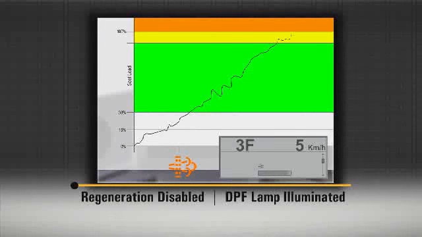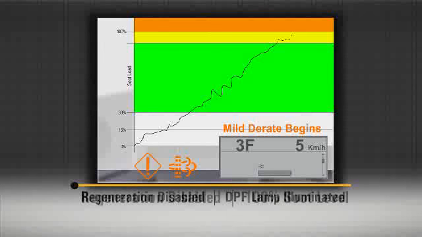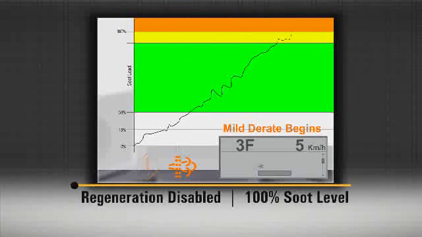In disable mode, the various warning indicators continue to be prompted as they would if the regeneration status was set to automatic or manual. Look at our soot gauge. When the bar is completely filled to the far right, it's at 100% soot level. At 100%, the action lamp begins to flash continuously. The engine also begins a mild derate.